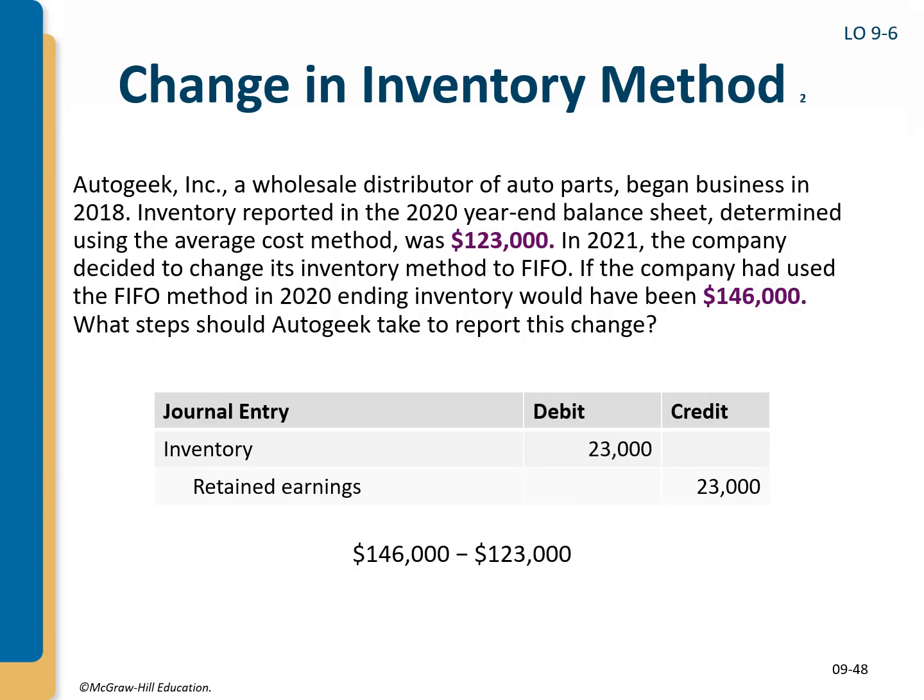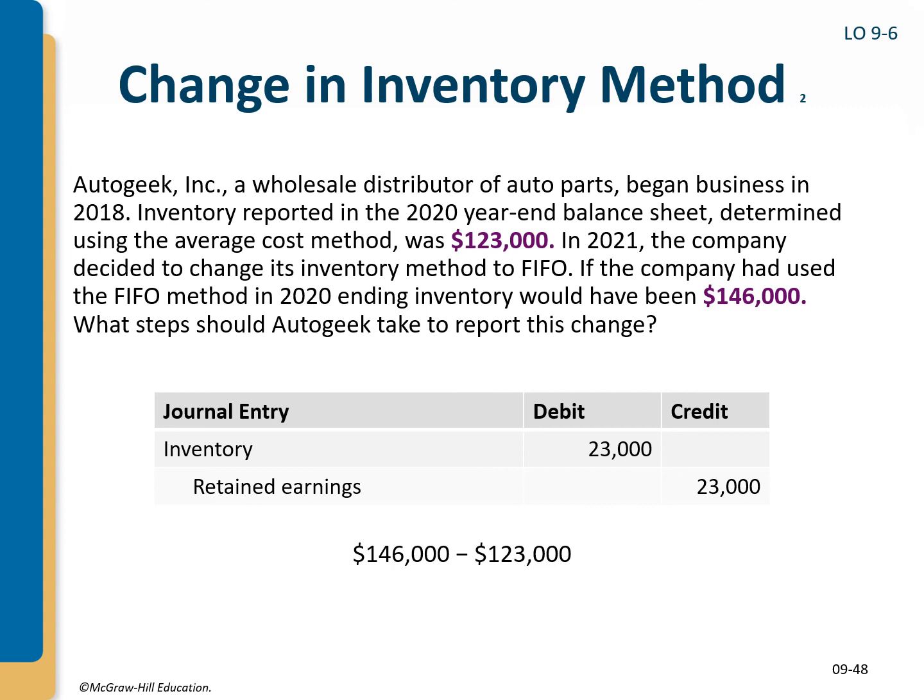So Auto Geek, a wholesale distributor of auto parts, began business in 2018. Inventory reported in the 2020 year-end balance sheet using the average cost method was $123,000. In 2021, the company decided to change its inventory method to FIFO. If the company had used the FIFO method in 2020, ending inventory would have been $146,000. What steps should AutoGeek take to change this?